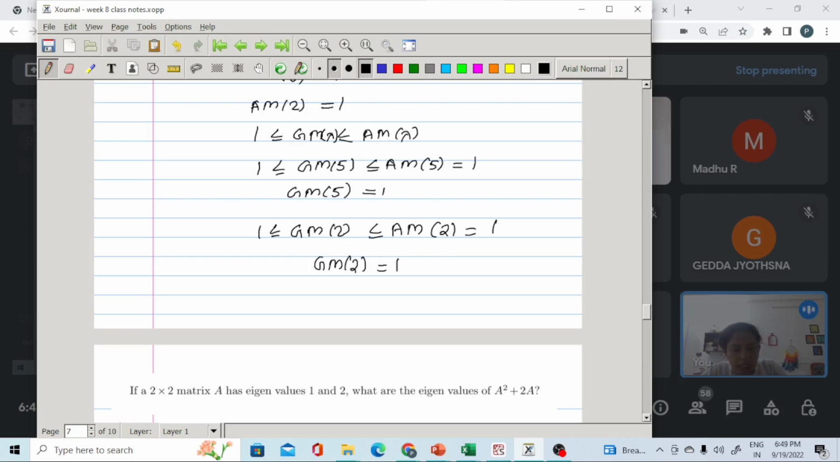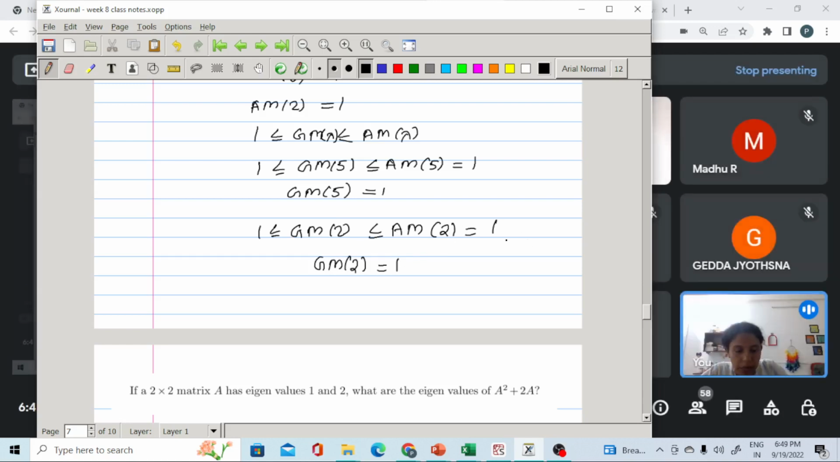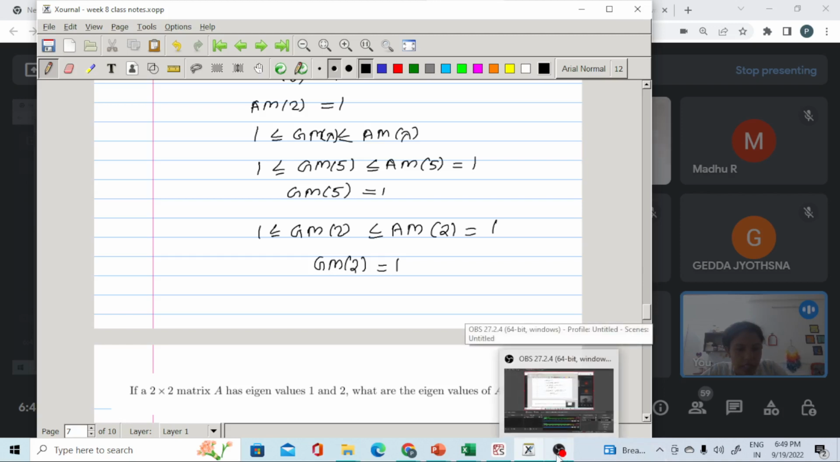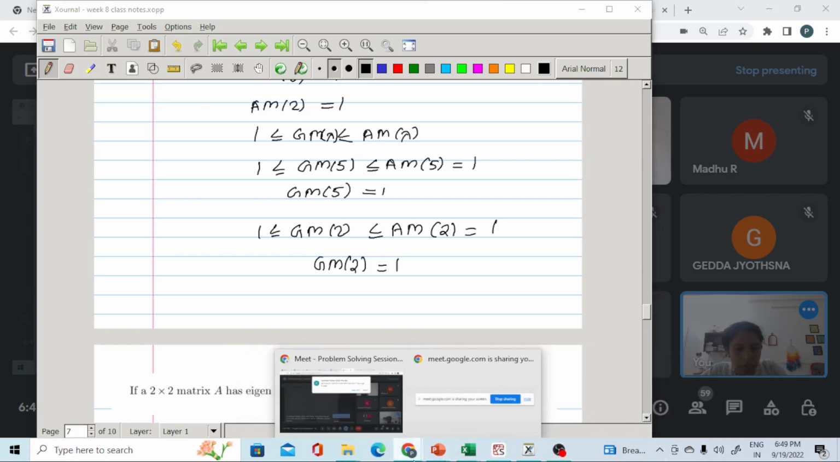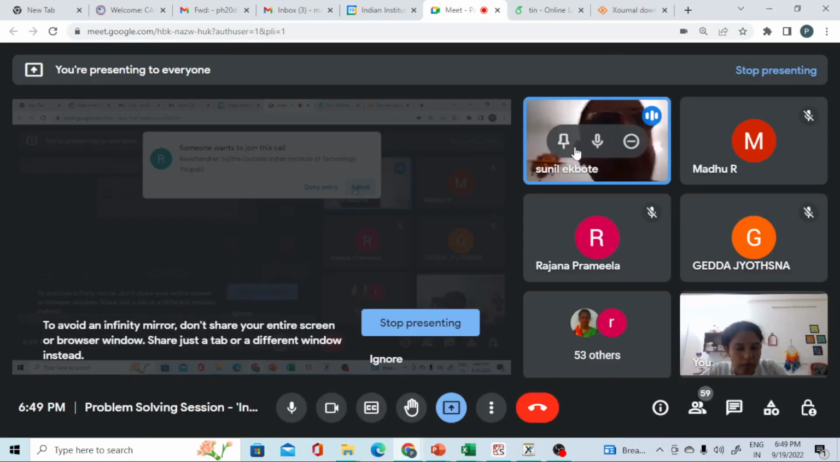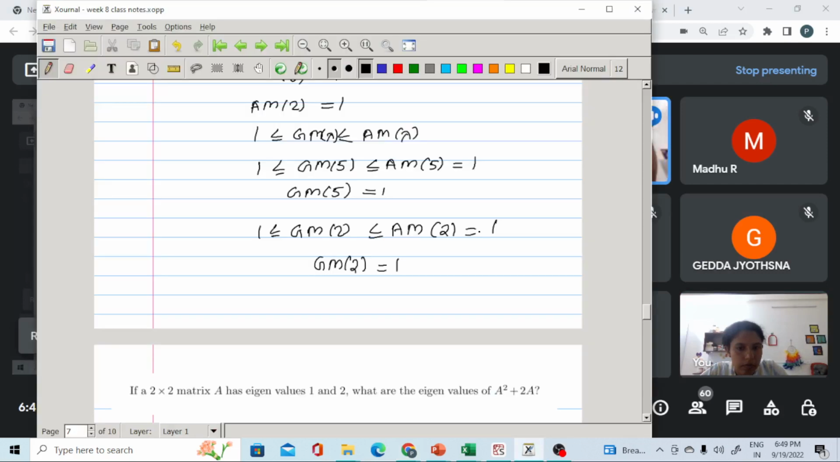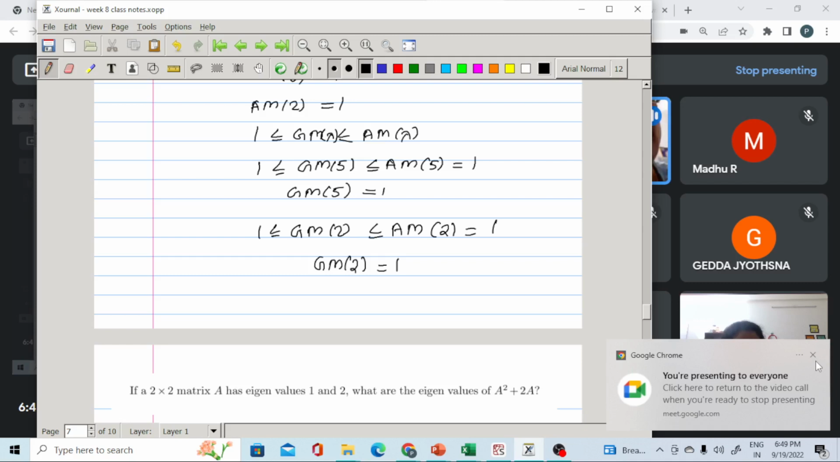So geometric multiplicity means corresponding to lambda we have a characteristic vector space, a subspace. The dimension of that subspace is the geometric multiplicity. So this geometric multiplicity also we will find for an eigenvalue. Okay. Any doubt here? Here it is okay because the algebraic multiplicity is 1. That's why we need not calculate the geometric multiplicity.